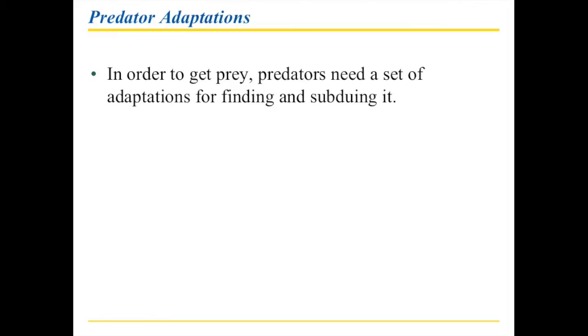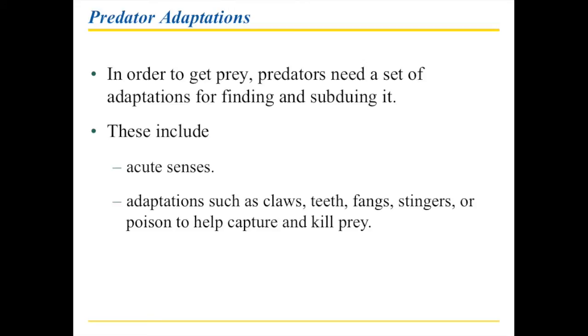So let's take a look at some of the predator adaptations, because of course there are lots of them. Anything to do with finding and subduing prey is what these adaptations would be. So let's see, what do you have? Acute senses, that's pretty obvious. You'll find that things like claws, teeth, fangs, stingers, poison, anything, ensnarements of various types, all of these things are going to be predator adaptations.